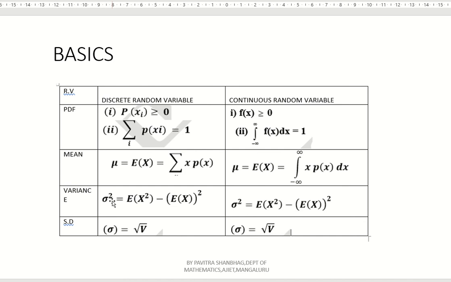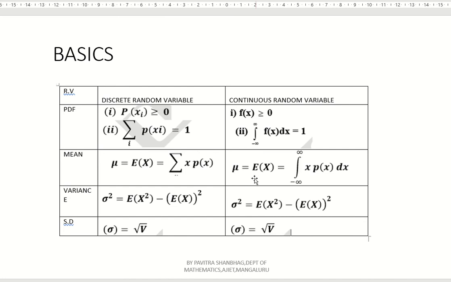What is variance? Variance is nothing but V of x or sigma square, which is E of x square minus E of x whole square. What is meant by expectation of x square? Instead of expectation of x, summation x p x, we replace x by x square, that's it. That is summation x square p x. And what is E of x whole square? That is mu square, the mean squared, right?